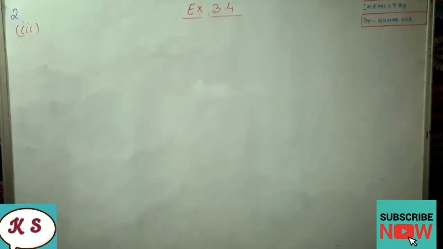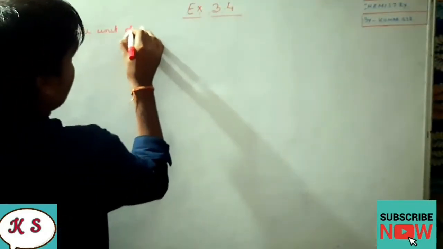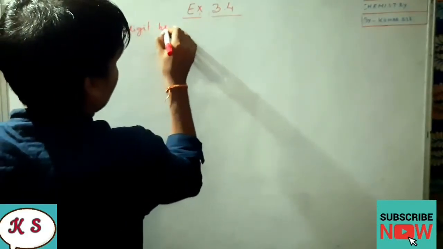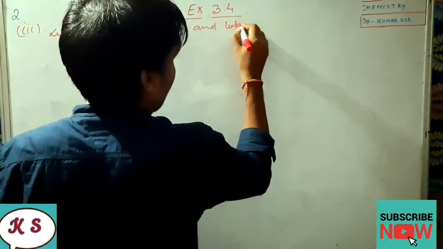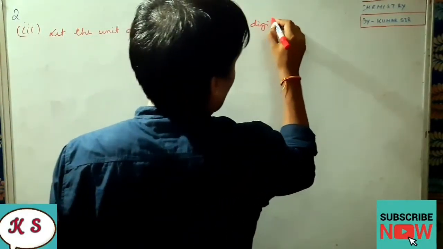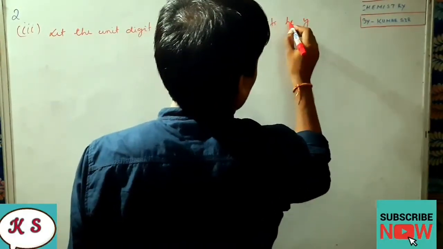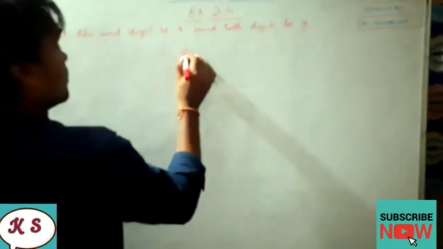Let us see. The sum of the digits of a 2-digit number is 9. Also, 9 times the number is twice the number obtained by reversing the order of the digits. Find the number. So what we'll write here, let the unit digit be x and the 10th digit be y.